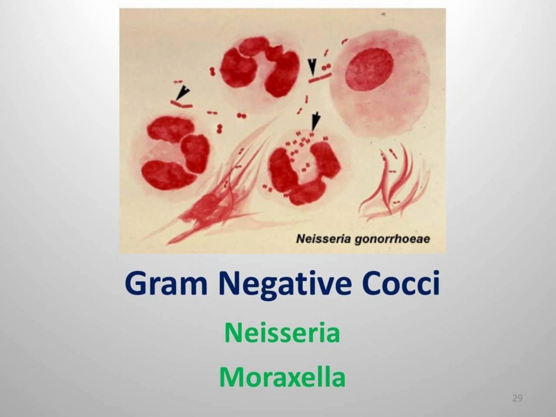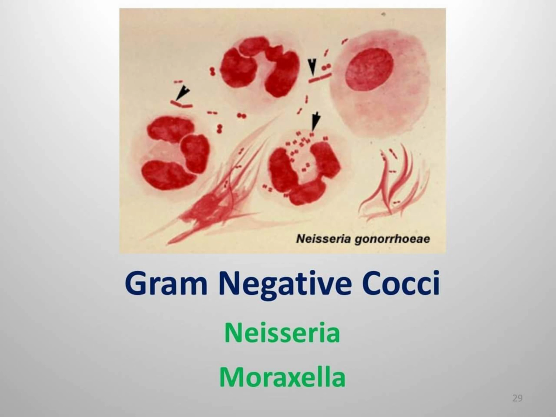Gram-negative cocci are a group of bacteria that have a spherical shape and a cell wall that is characterized by a thin layer of peptidoglycan, surrounded by an outer membrane. This outer membrane contains lipopolysaccharides (LPS) and porins, which serve as a barrier to protect the bacteria from host defenses and antibiotics.